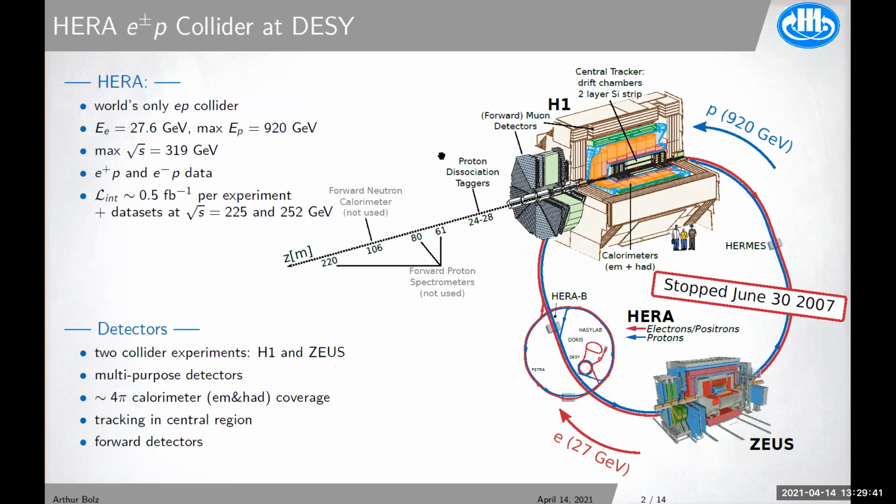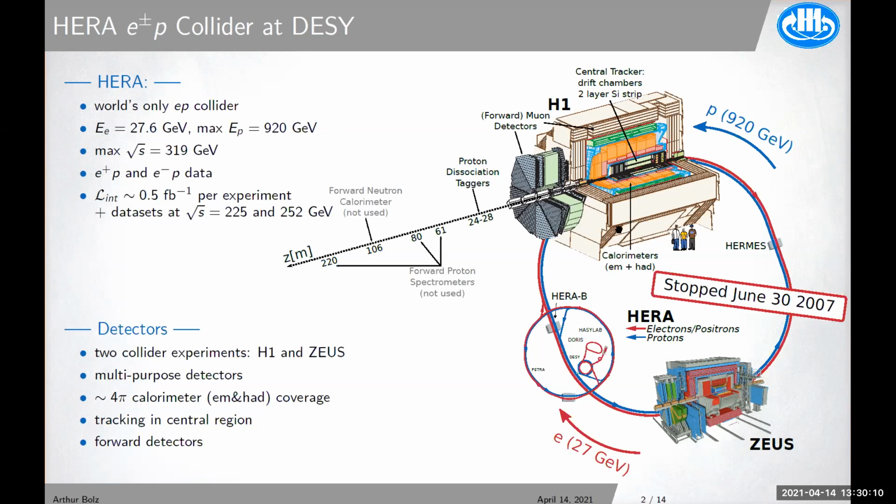So we do the measurement using data collected with the H1 detector at the HERA electron-proton collider. HERA was operating until 2007 and colliding protons and electrons or positrons at a maximum center of mass energy of 320 GeV. In total, there was about half an inverse femtobarn of integrated luminosity collected by two large general purpose detectors, H1 and ZEUS. And as I said, we use data from the H1 experiment.